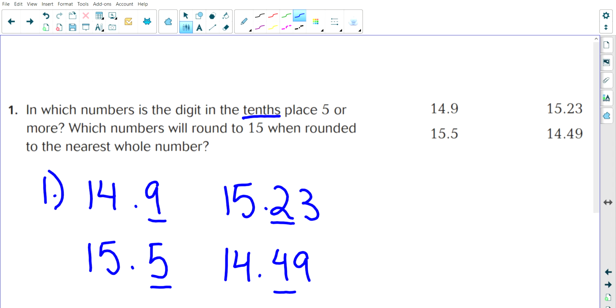All right, so the first question is, in which of these digits is the tenths place 5 or more? Let's go ahead and circle those numbers. 9 is 5 or more. 5 is 5 or more.